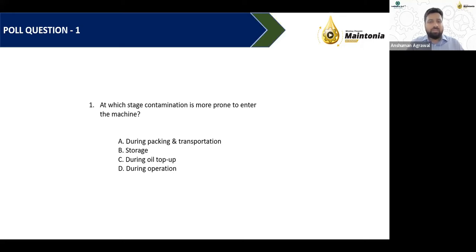At which stage is the contamination more prone to enter your machines: during the packing and transportation of the fluid, or at the storage of the fluid, that's the oil, or during the top up of the oil, or during normal operation wherein the wear and tear happens? Trust me, there is no correct answer to it. We are just doing a survey to understand what are the sources of various contaminations in the fluids. And you can answer with respect to any of the fluids, any of the industrial oils that you have been using.